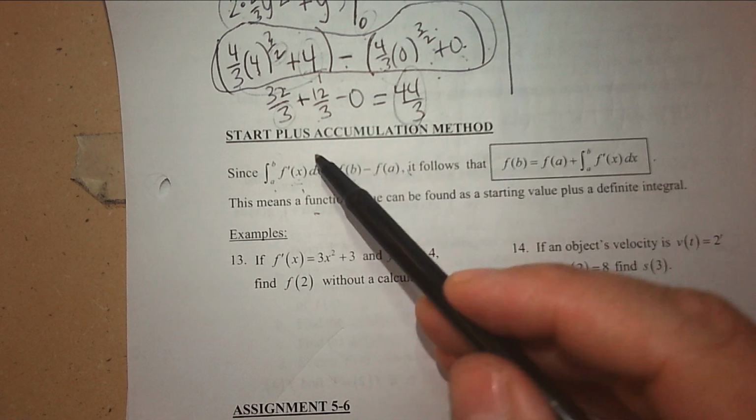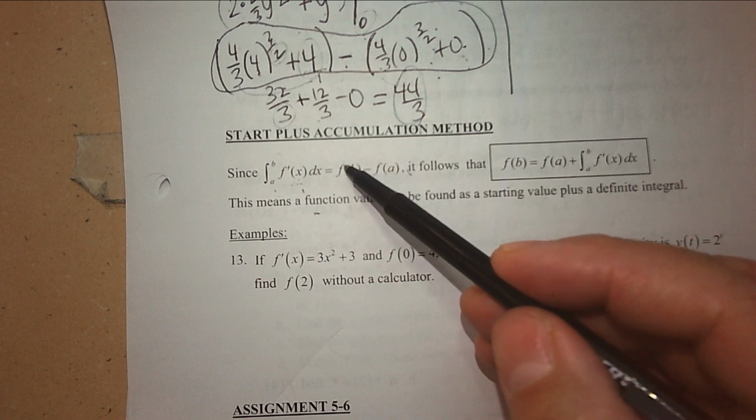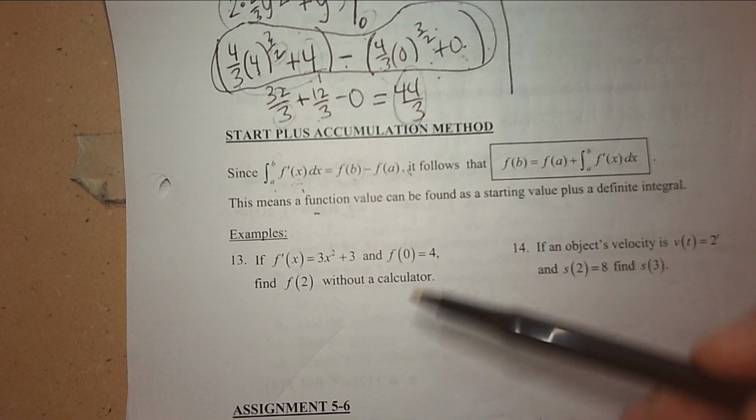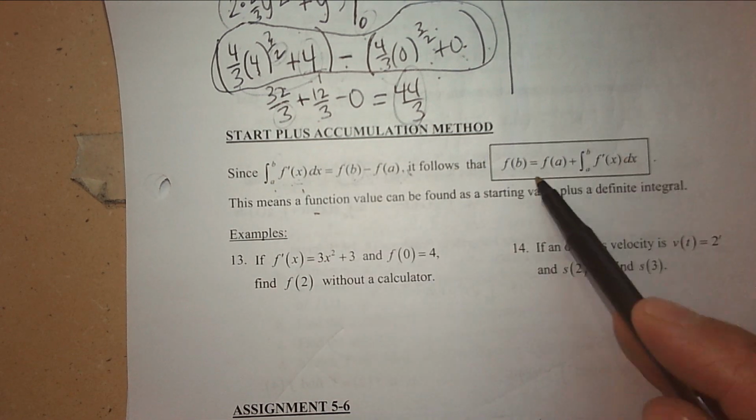I can rearrange this equation. If I wanted to get this by itself, my upper bound, how would I do that? Well, I would just add f at a to the other side, and that's what it is.